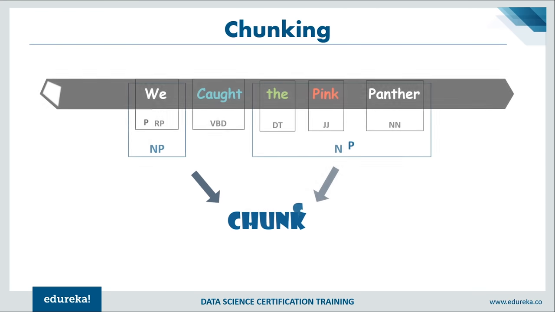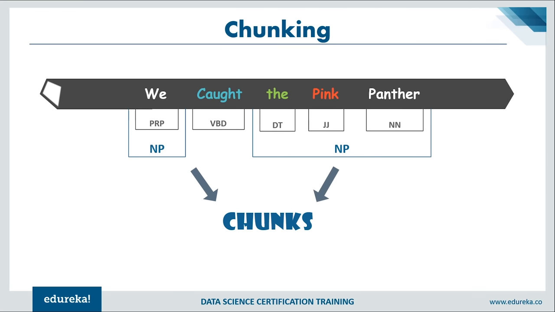Now let's have a look at an example of chunking. Let's consider the statement, we caught the pink panther. As you can see here, the, which is a determiner, pink, which is an adjective, and panther, which is a noun, are chunked together into a noun phrase. This also helps in processing the language. Suppose someone asks, whom did we catch this morning? The regular response would be, we caught the pink panther. The question is asking who, so the pink panther becomes a noun phrase.